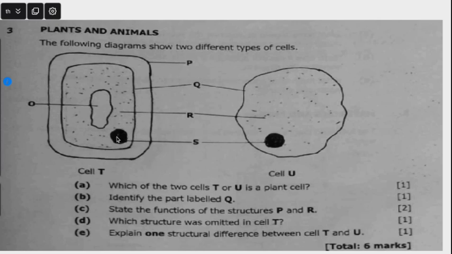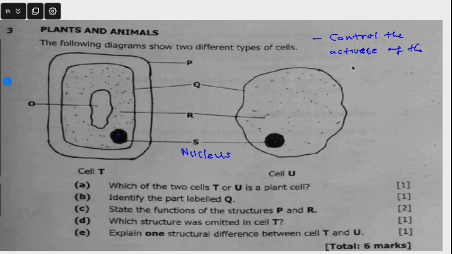So this part here, which is part S, is called the nucleus. The nucleus is found in both plants and animals. That is one thing that you need to understand. The function of the nucleus is to control the activity of the cell. So to control the what? The activity of the cell.